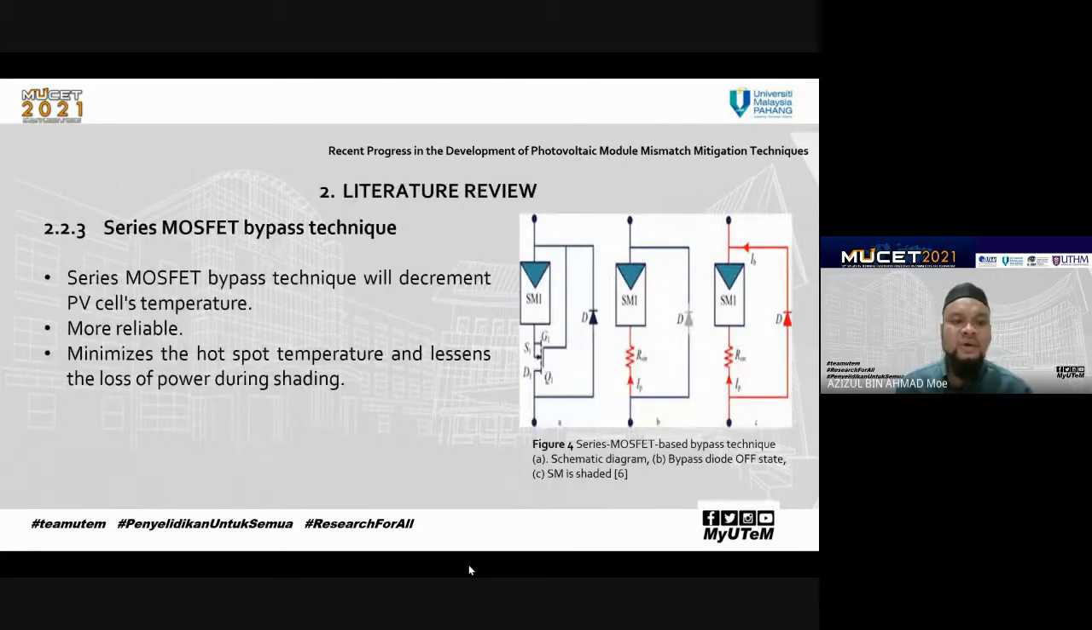The third one is the series MOSFET bypass technique, which will lead to a decrement in the shaded PV cell temperature, which in turn makes the sub-module and the entire PV unit more reliable. The vital role of this technique is that it minimizes the hotspot temperature and lessens the loss of power during shading.